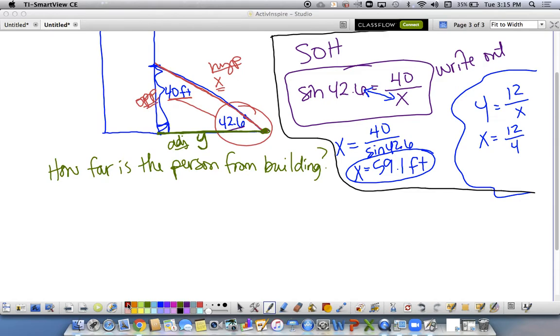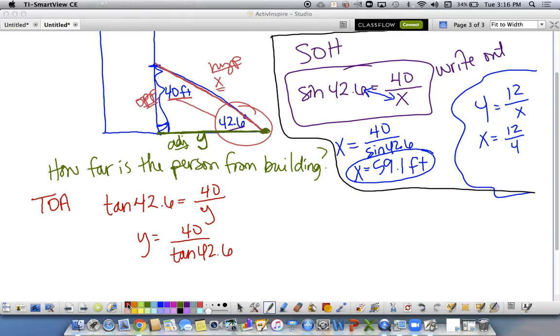Okay, so now we are given the opposite, which is 40, and we're trying to find the adjacent. What should we use? TOA. Okay? Because tangent of some angle, do we have that angle? Yes, we do. Tangent of 42.6 equals the opposite over the adjacent. We don't know the adjacent. Can you solve for y? Yes, you can. So, doing the same trick we just did, y would equal 40 divided by tangent of 42.6.